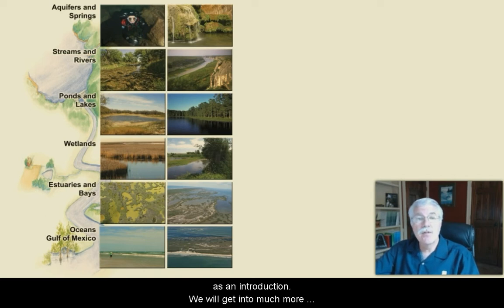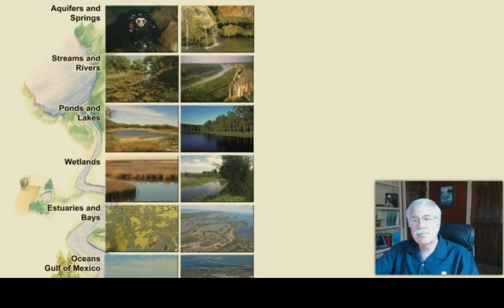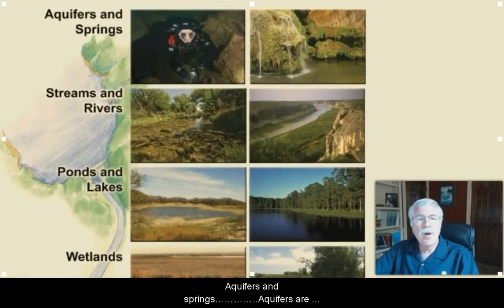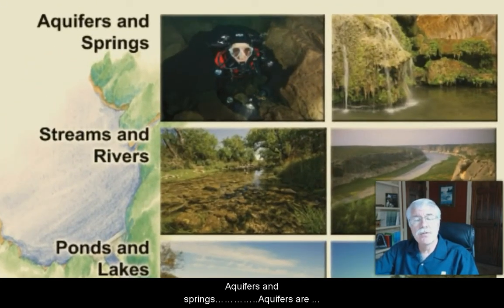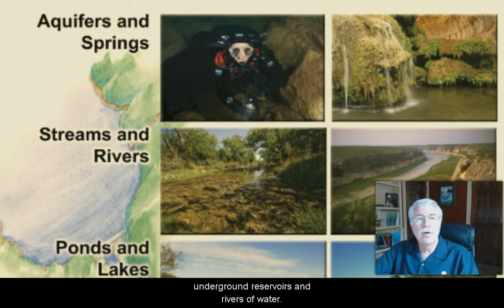We're going to take each one of these individually and just provide a short introduction. We'll get into more detail in later lessons. First, let's talk about aquifers and springs. Aquifers are underground reservoirs and rivers of water. The water they contain is called groundwater.